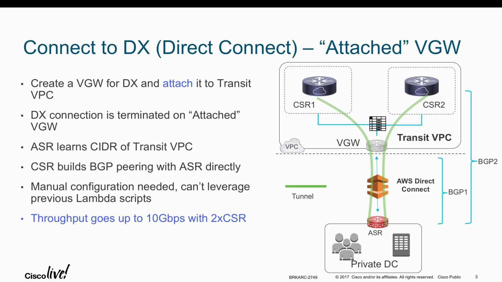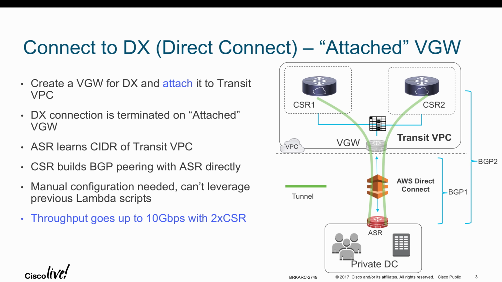In this case, since the VGW is only doing the DX termination, it's not doing any IPsec. So the end-to-end throughput in this option will give you up to 10 gig. And just to let you know, each CSR can do up to 5 gig throughput.